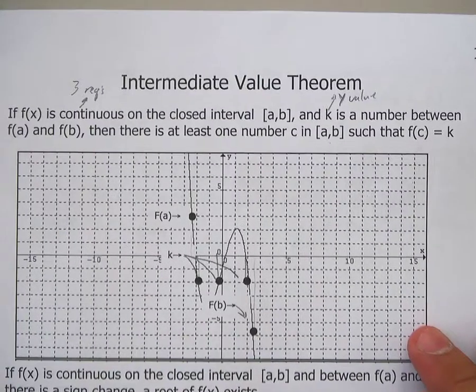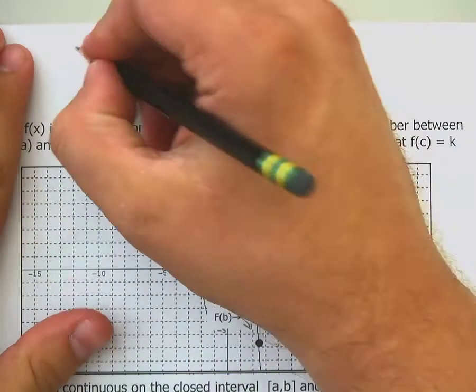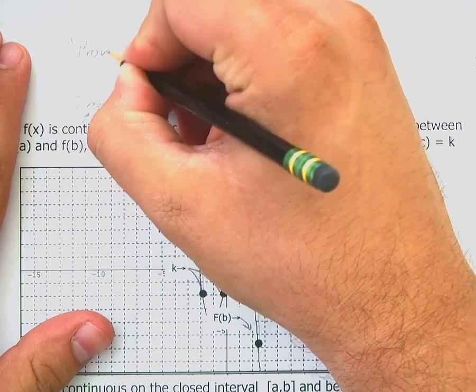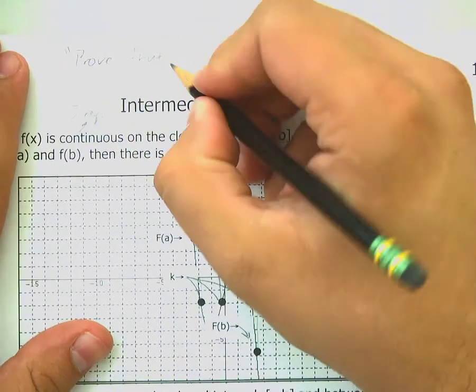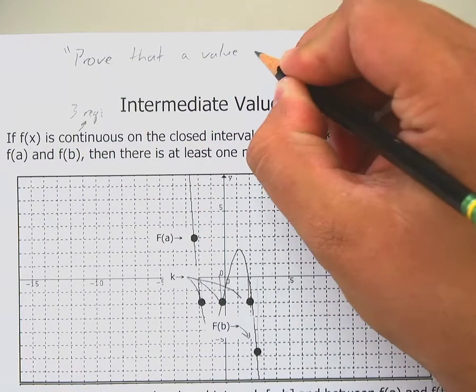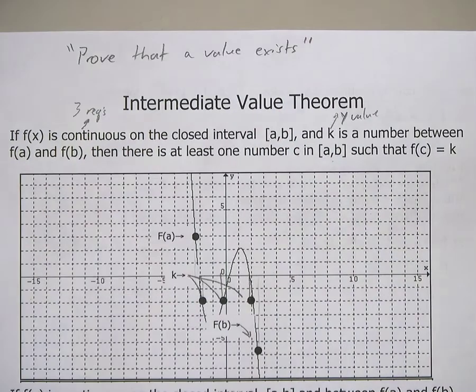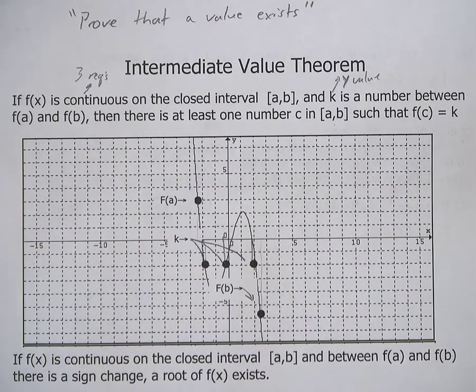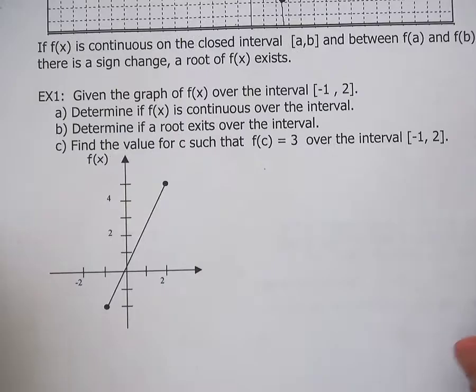So there's one thing I want you to write on the very top. I want you to put quotation marks. "Prove that a value exists." If you ever see that on the AP Calculus test, that means they want you to use the intermediate value theorem. I can't say it any more bluntly than that. Prove that a value exists means use the intermediate value theorem. Okay? Let's jump into it, see what happens when we do this.